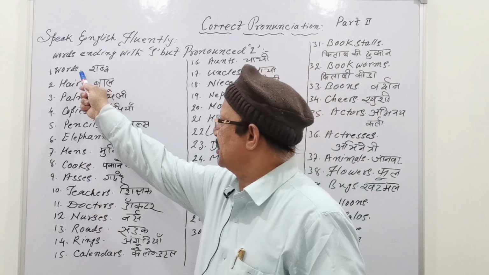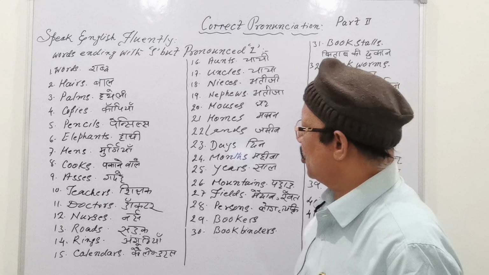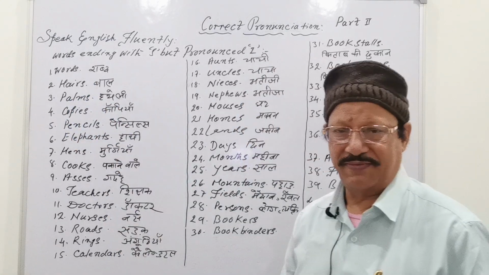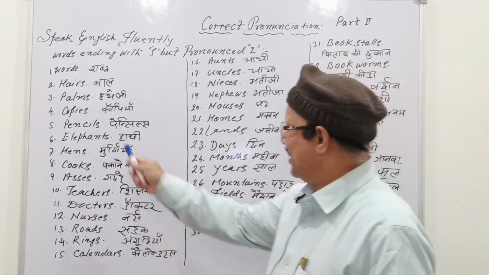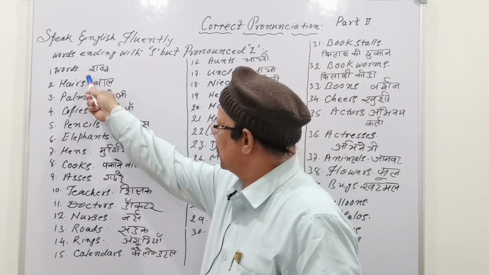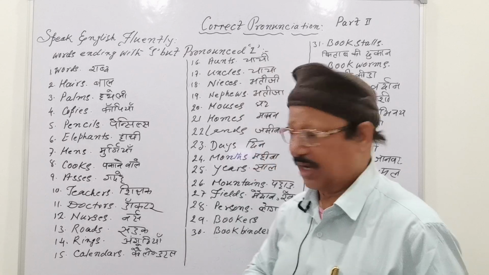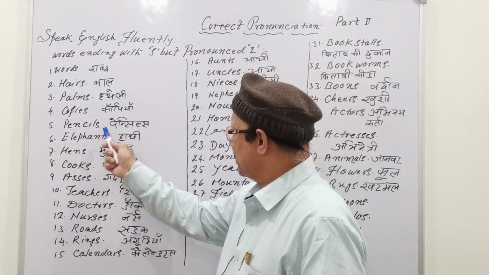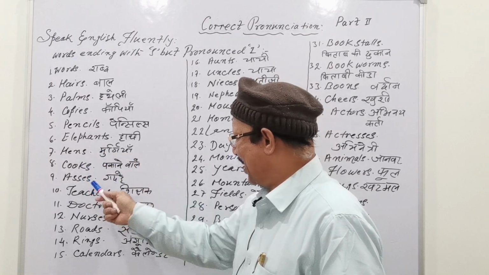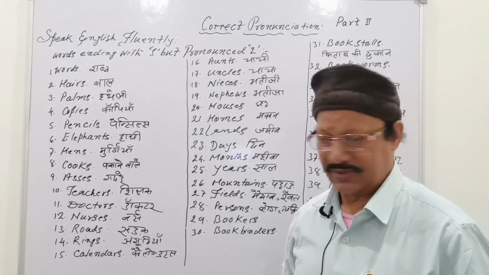Now you must see that all these words are ending with S, but the S is not pronounced as S. Words, hairs, palms, copies and pencils and elephants, like that. Their S is pronounced Z. Now it is words, hairs, palms, copies. It is pencils, elephants, hens, cooks, asses, teachers. It is teachers with a Z sound.